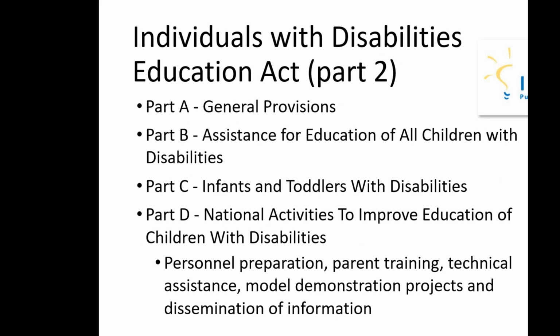There are several parts to IDEA. We have Part A, which is our general provisions. Part B is assistance for education. Part C talks about infants and toddlers. And Part D is the national activities to improve education, which includes personnel preparation, so training, parent training, technical assistance, model demonstration projects, and dissemination of information.